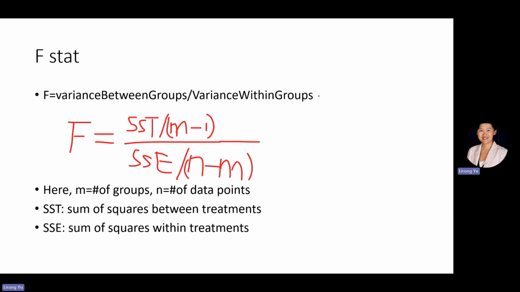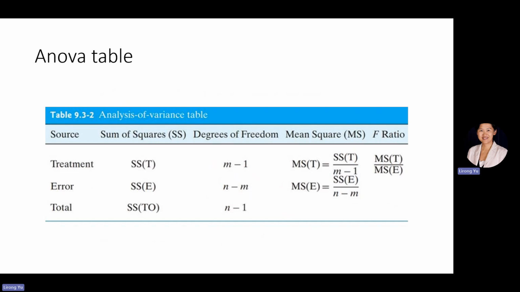If you have all the information organized nicely, you would see something like an ANOVA table. Any question? All right, so sum of squares, degrees of freedom, divide the sum of squares by the degrees of freedom, then you have the mean square. Divide the mean squares, then you have the F ratio.